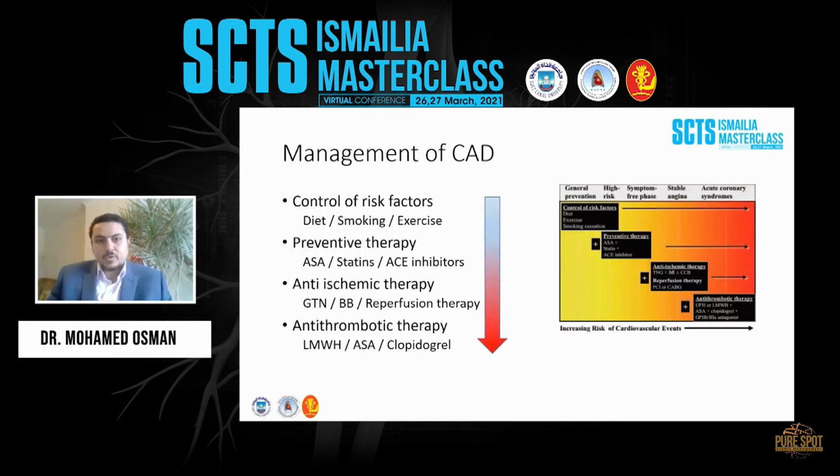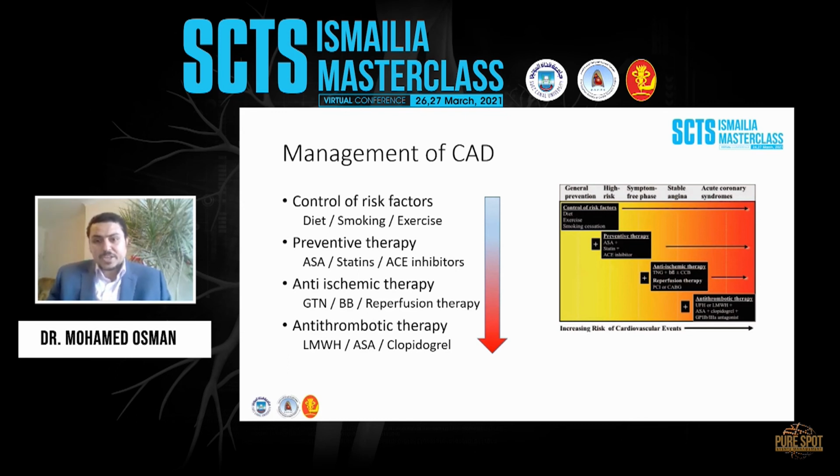Next step, we go for the management of coronary artery disease. Management depends on the stage, the symptoms, and the risk factors of the patient. If the patient has risk factors for coronary artery disease, we start off preventive measures like diet control, stopping smoking, and increasing exercise. If the patient is at higher risk, we might need to add preventive measures like aspirin, statins, and ACE inhibitors, in addition to control of the risk factors.